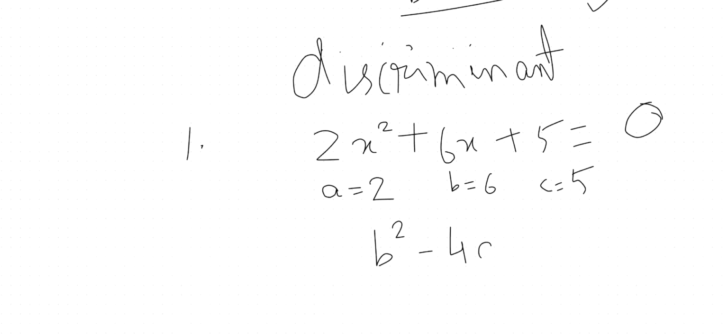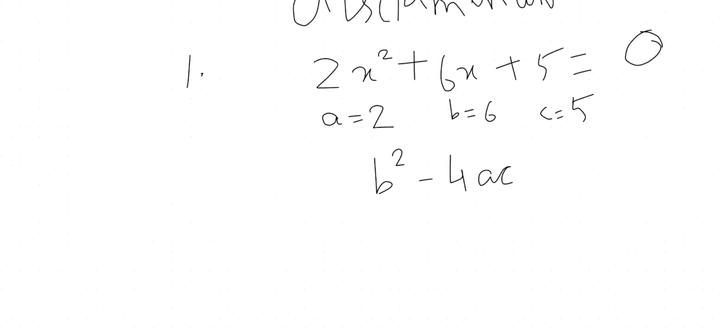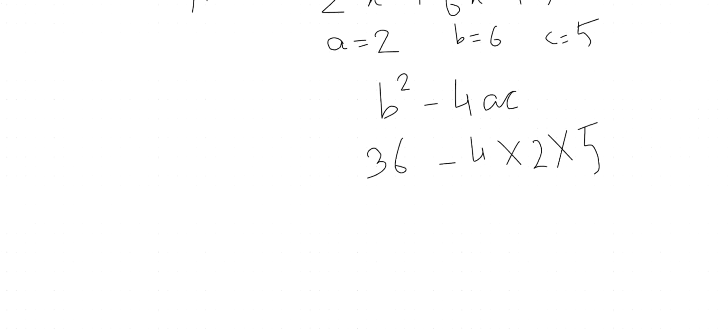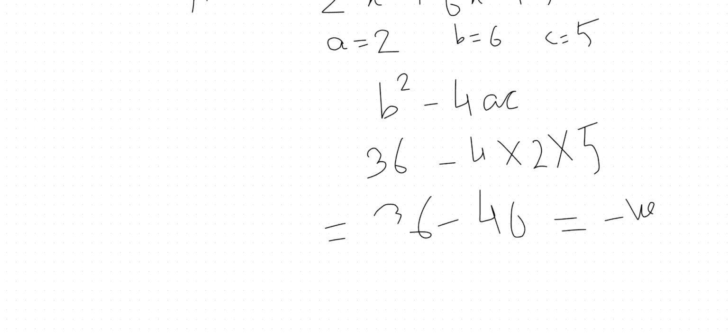For this, what we have to do is 36, which is b square, minus 4 into 2 into 5, right? And when you do this, you get 36 minus 4 into 2 into 5, which is nothing but 36 minus 40, and as a result, you can say that the discriminant you have is actually a negative discriminant, which means we'll see how to interpret a negative discriminant.